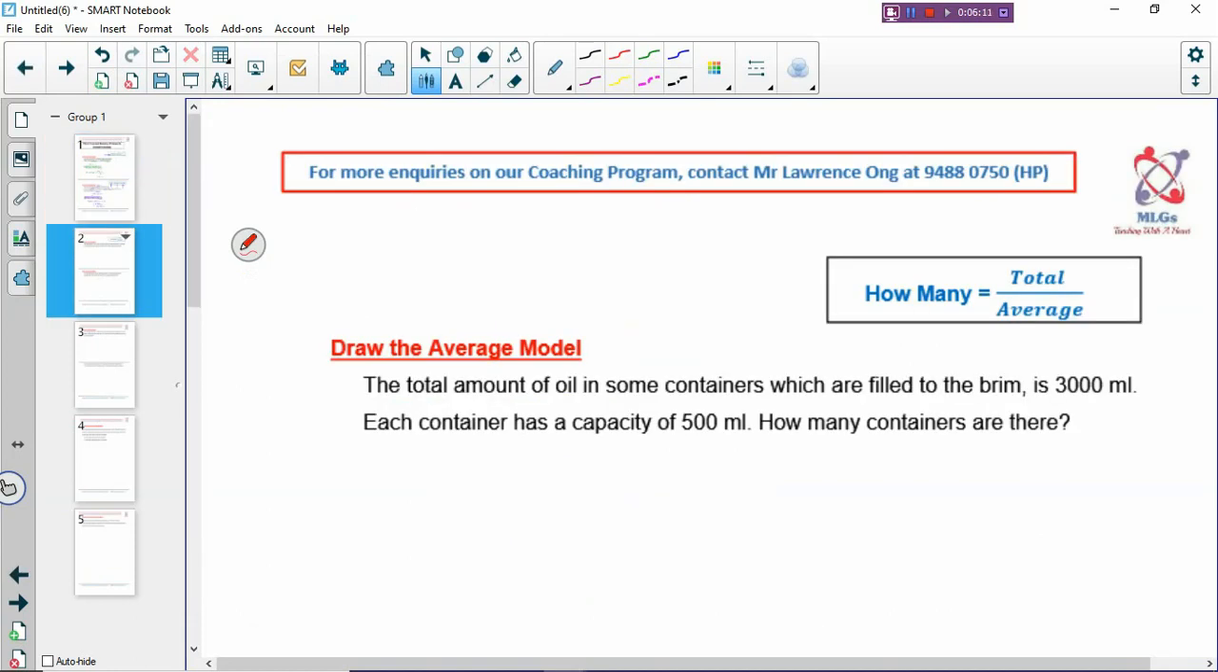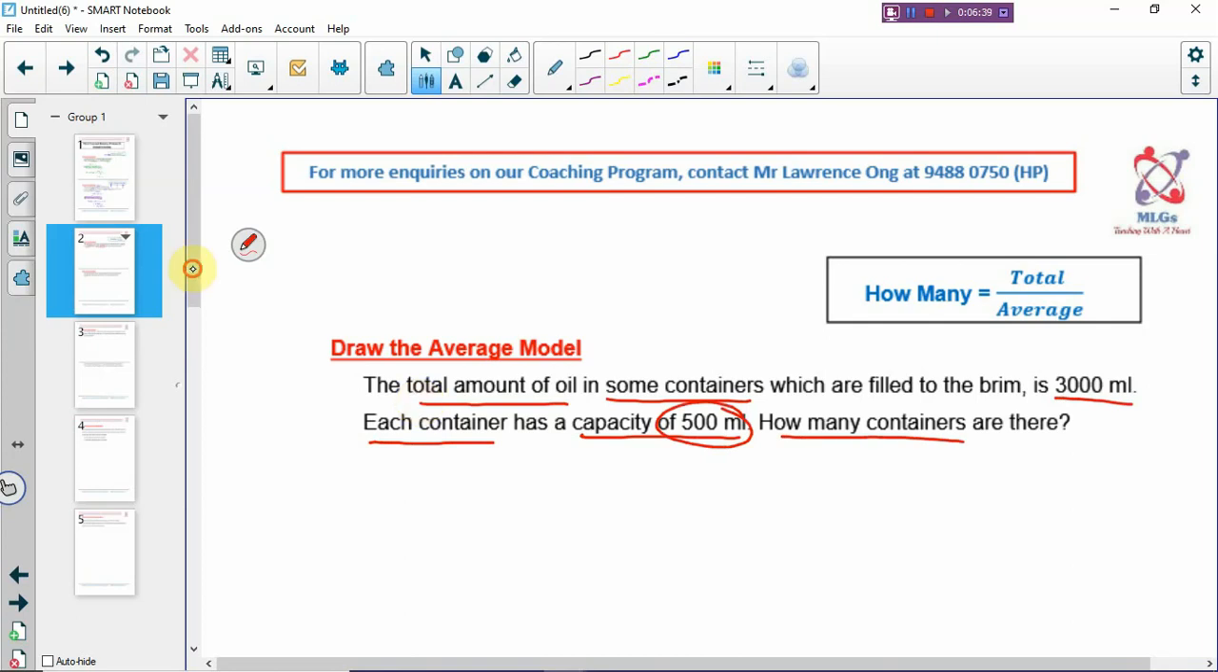Sometimes you may be asked to find how many. How to find how many? So you have the total amount of oil in some containers, and we don't know how many containers, which are filled to the brim, is 3000 ml. Each container has a capacity of 500 ml. That is your average already. So it means that every container has the same capacity. So this is average, right? So how many containers are there? You're supposed to find how many.